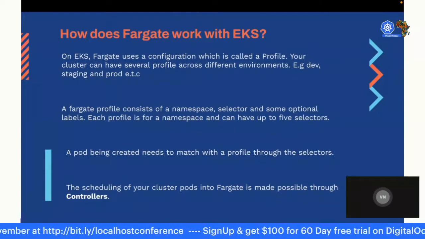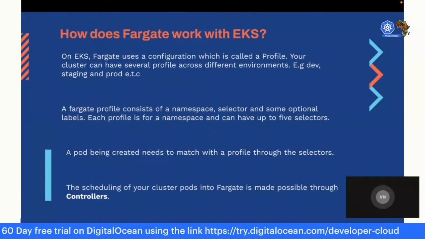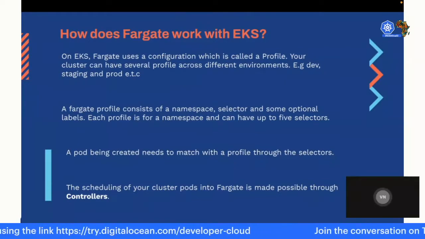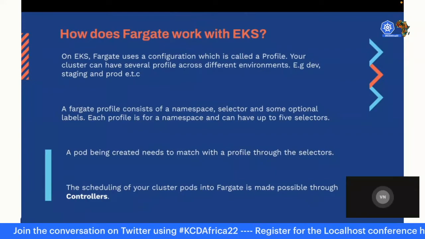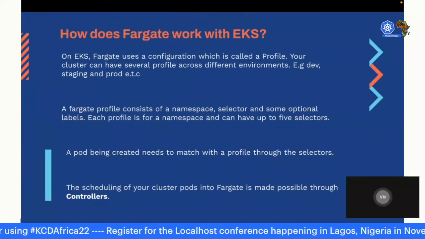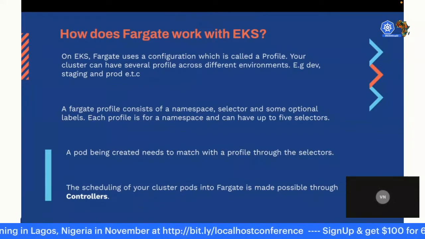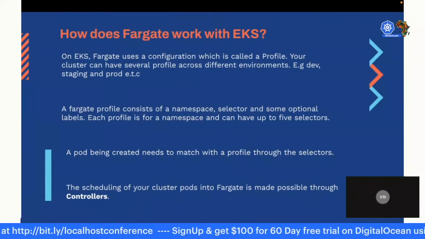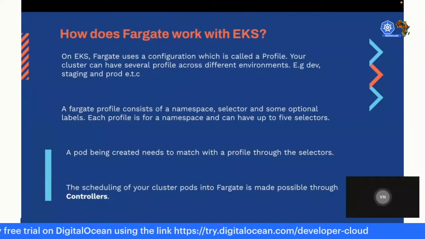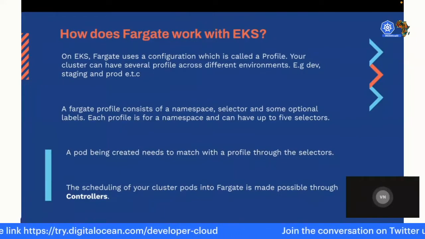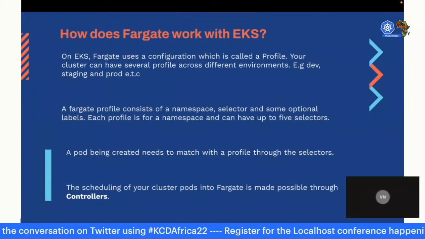So when you create a new pod, there's a selector attached to it. If you want the pod to be within dev, you add the selector for that. So there's a system where you can organize these things by yourself. Then the scheduling of the cluster pods into Fargate is done through the use of Kubernetes controllers. For those that are familiar with Kubernetes, you know that controllers watch the state of the cluster. So as you create a new pod within that cluster, it checks if the selectors match between the profile and the pod you're creating. If it's matched, it pushes it into that profile that you've created, all within Fargate.